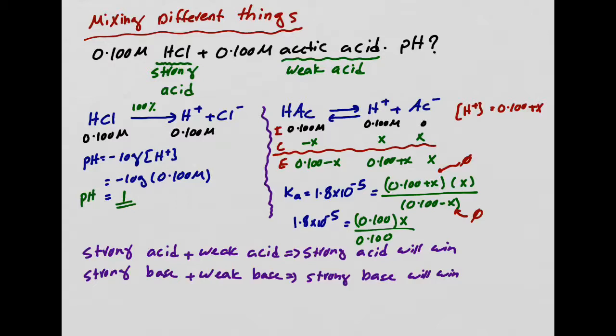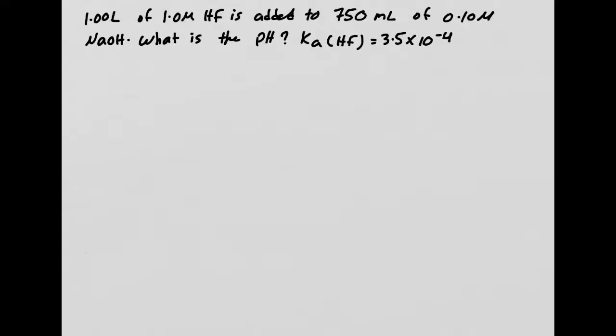Now the second kind of mixing things together. Let's go over and let's show you doing a practice problem. Here is a practice problem. So read this problem. We have 1.00 liters of hydrofluoric acid is added to 750 ml of 0.10 molar sodium hydroxide. So again, we're mixing things together. The last problem, we mixed two acids together. Now, what's going on in this problem? What we're mixing together is hydrofluoric acid and sodium hydroxide.